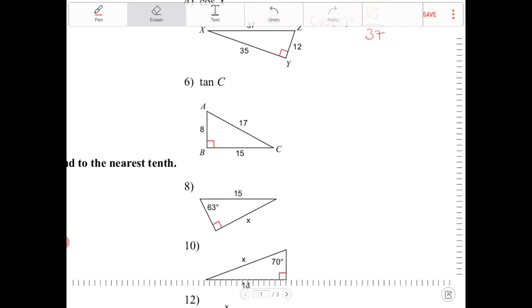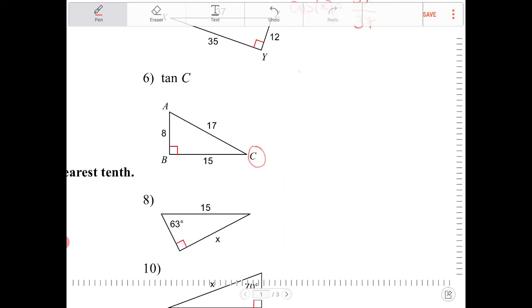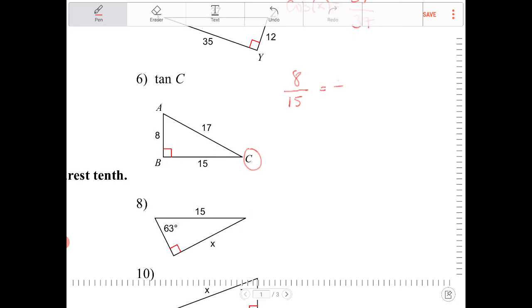All right, tangent of C. C is right here. So which side will be opposite and which side will be adjacent to? The side opposite is going to be the side that's facing angle C, and that would be 8. The side that's adjacent to will be right next to, so it's either 15 or 17. So which one is it? It's got to be 15, because 15 is the shorter. 17 is the hypotenuse. So again, I want opposite over adjacent, and this would be tangent of C.